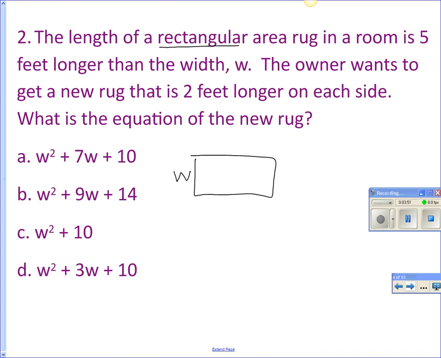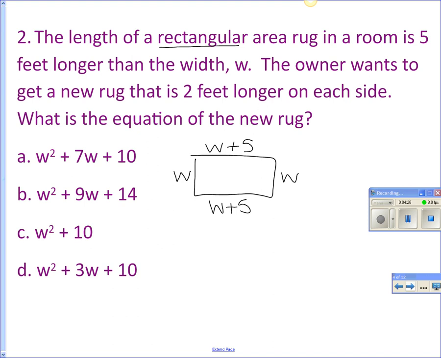Now, this right here is not W. Look, it's 5 feet longer. How do you make something longer? You add it. So this is going to be W plus 5. You have to take whatever that is and add 5 to it to make it longer. You could also put W here and W plus 5 there if you wanted, but it's not absolutely necessary. So that's the first thing it tells you. You have to do it in the right order. Order is important on these.